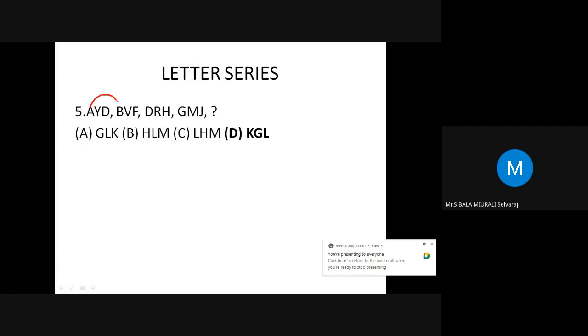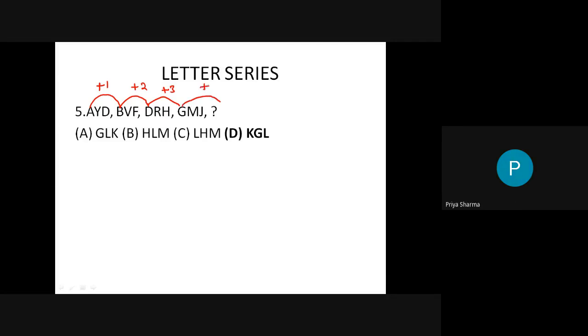A to B, what is the distance? Plus 1. B to D, 2, sir. Plus 2. D to G, 3, sir. Plus 3. Then what will be the next step? K, sir. Plus 4. J, K. So when you see K here, just pick it and move on because this is the only option starting with K. Understood?